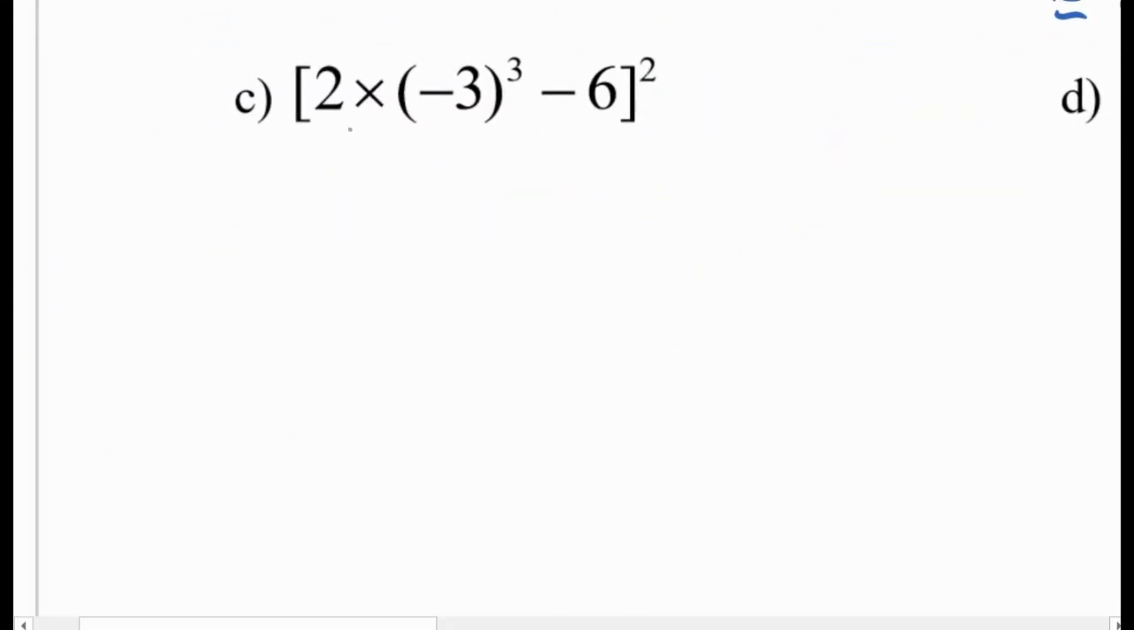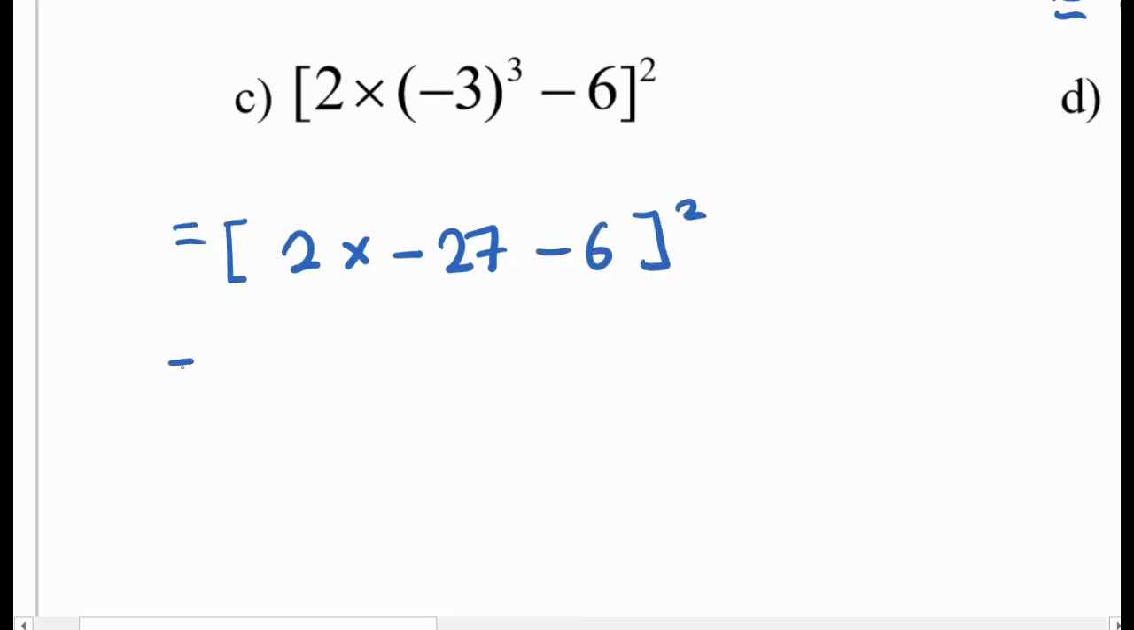Here we have 2 times negative 3 cubed minus 6 bracket to the power of 2. So we're going to do the inside the bracket, and inside the bracket we have the exponent. So we're going to do the exponent first. So 2 times negative 3 cubed. Directly in front of the exponent we have negative 3. So we're going to multiply negative 3, the bracket, 3 times. Then that is, because you repeat negative sign 3 times, it should become negative 27 minus 6 squared.